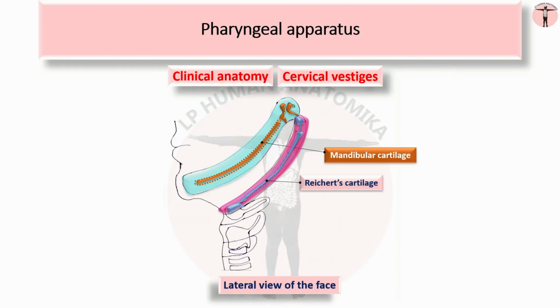Cervical vestiges. We have seen that normally the pharyngeal cartilages disappear except for the parts that form the ligaments or bones. But in unusual cases, they do not disappear, and cartilaginous or bony remnants of the pharyngeal arch cartilages appear under the skin on the side of the neck. These are usually found anterior to the inferior third of the sternocleidomastoid muscle.